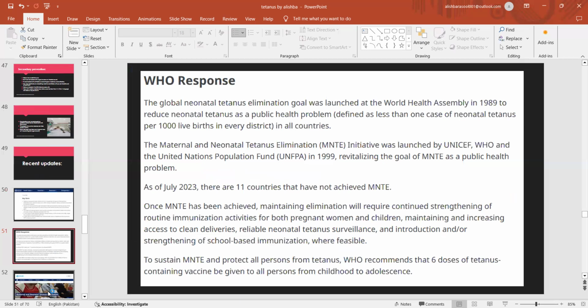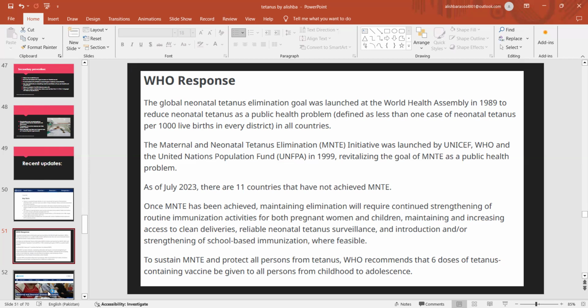The global neonatal tetanus elimination goal was launched at the World Health Assembly in 1989 to reduce neonatal tetanus as a public health problem in all countries. The Maternal and Neonatal Tetanus Elimination Initiative was launched by UNICEF, WHO, and the United Nations Population Fund in 1999, revitalizing the goal of MNTE as a public health problem.